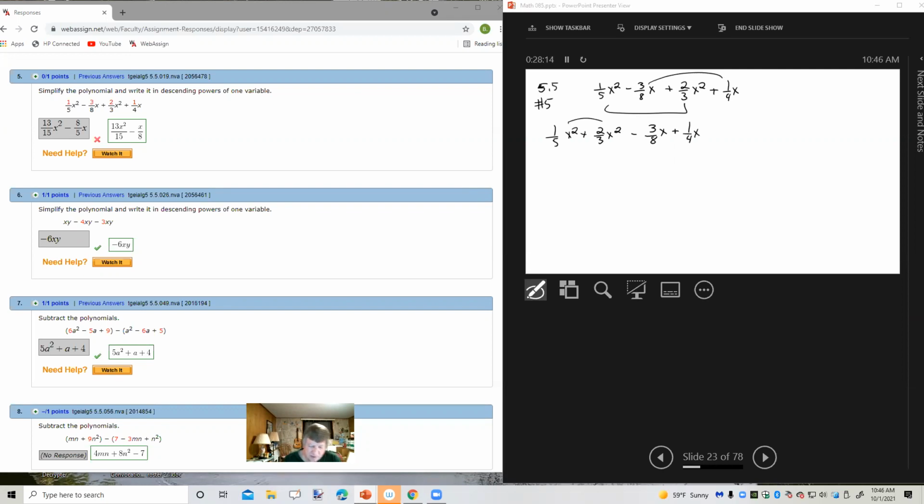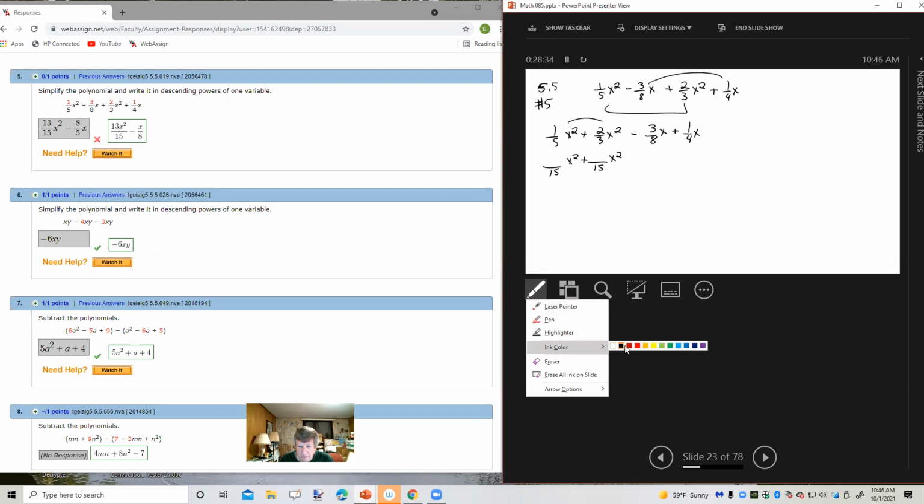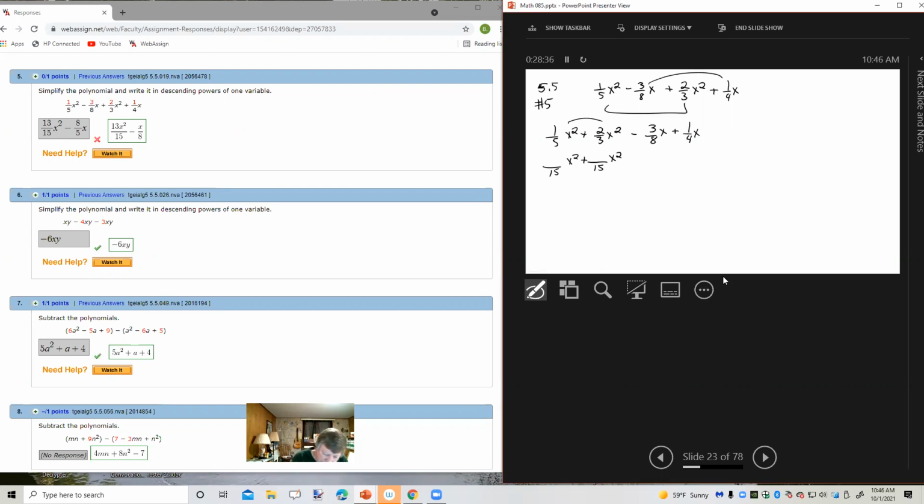Now, to combine those like terms, I need to add their coefficients. To add 1/5 plus 2/3, I need a common denominator of 5 and 3, which is 15. So I'm going to multiply 1/5 by 3/3, which gives me 3/15. I'm going to multiply 2/3 by 5/5, which gives me 10/15.